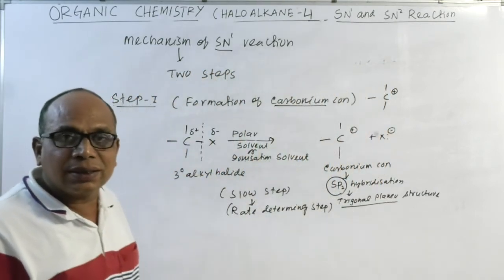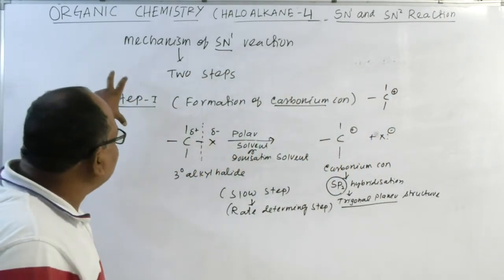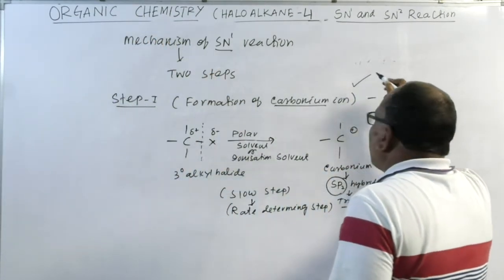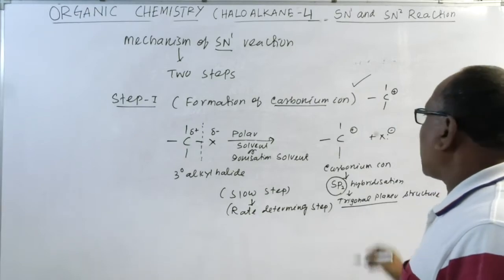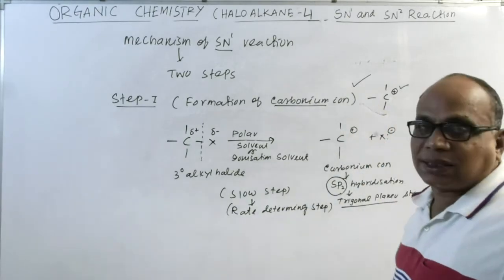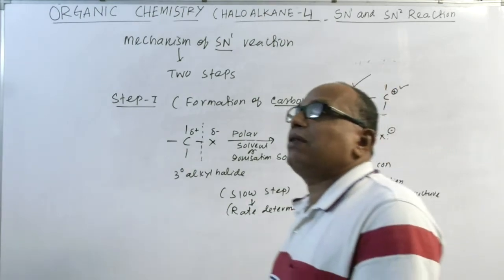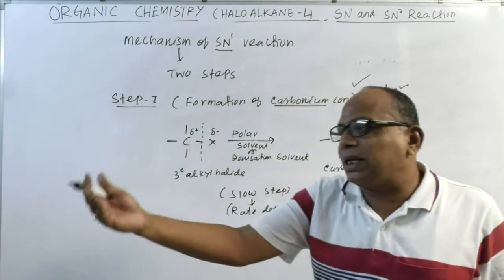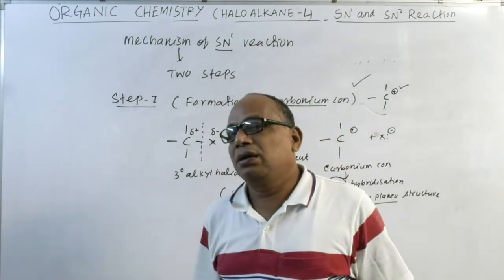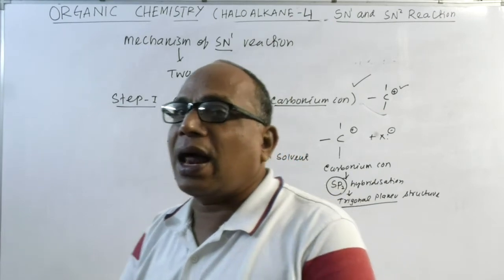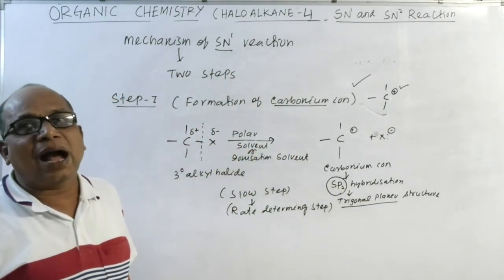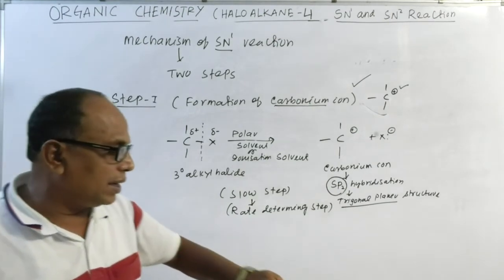Okay, students? So, the first step of the SN1 reaction is the formation of the carbonium ion. Carbonium ion means the carbon atom carrying the positive charge, and this carbonium ion can be formed from tertiary alkyl halide, or allylic halide, or benzylic halide, by cleaving the carbon-halogen bond heterolytically.